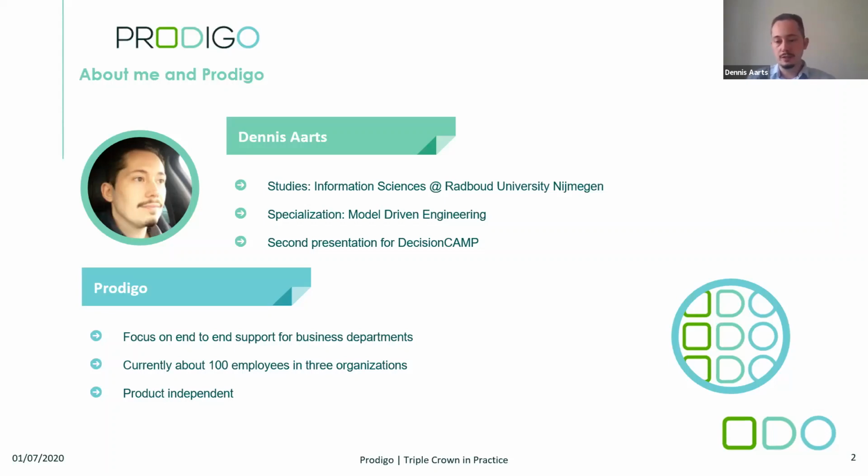And the technical aspects we don't really take into account when it comes to hard coding. So when we talk about model-driven engineering or the application of the Triple Crown, that is what we do take into account. And last, we are product independent. So that means that we support a lot of different products, and we apply the products that the end user wants us to use.